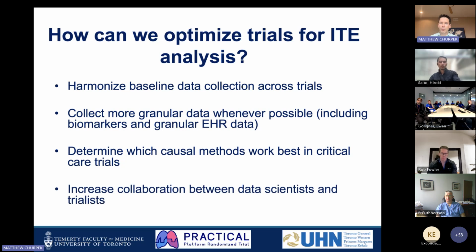And then finally, and I think most importantly, is trying to do what we can to increase the collaboration between data scientists and trialists. As data scientists, we learn a lot from the trialists on how these trials are run, what they think might be most important for HTE discovery, and how they might think about implementing these models after they're developed in future trials. And as the data scientists learn more and more about these methods and when they work best, we could help inform the trialists on how to improve the efficiency and effectiveness of ongoing trials and also future trial planning as well.